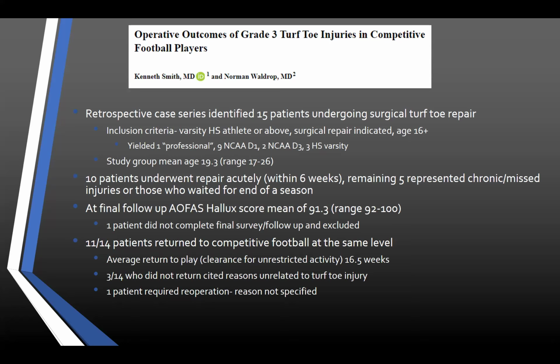11 out of 14 did return to play competitive football, but they did make a note that of those 3 who did not return, they cited reasons unrelated to their injury. So it appeared that they did not have an injury-related reason that they couldn't return. They cited more that they did not want to play at the next level or, quote, weren't talented enough to go on to the next level. So overall, patients from this study appeared to do relatively well and had good return to play rates.